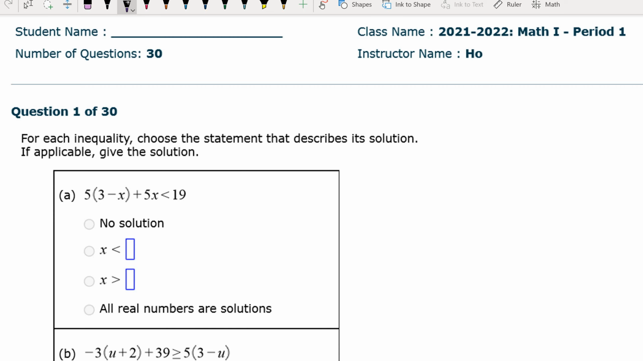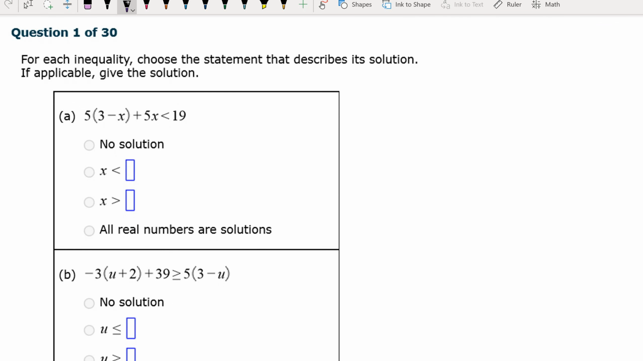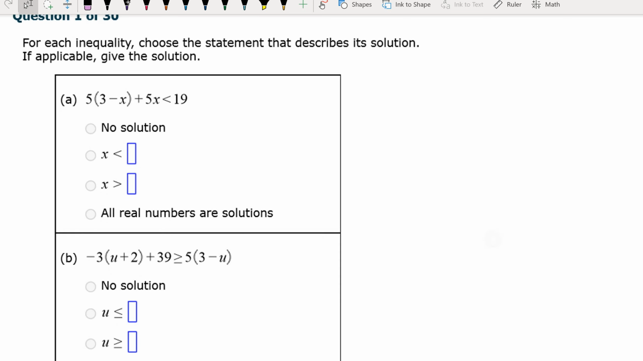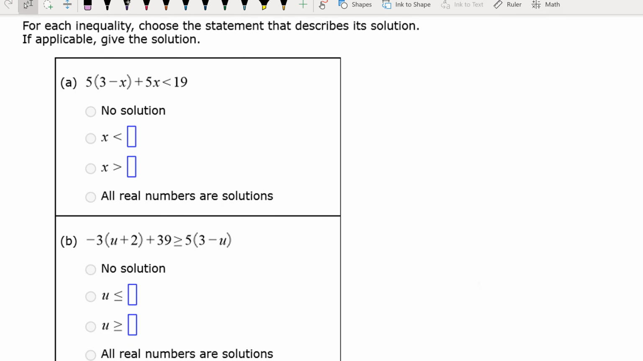In this video I'm going to walk you through your final challenge exam. We're going to go over problem number 1. I tried to keep the video within 10 questions in less than 20 minutes. Okay, so number 1: for each inequality, choose the statement that describes its solution. If applicable, give the solution.